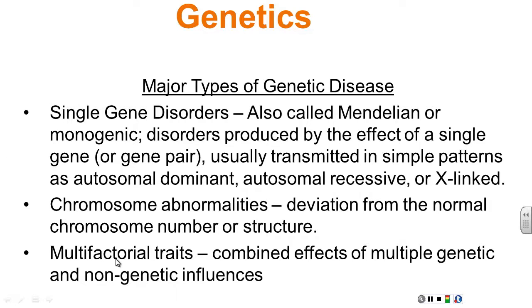And then you have multifactorial traits. And these combine the effect of multiple different genes and also non-genetic influences, environmental influences, for instance. And some of your biggest diseases are multifactorial. Things like heart disease, things like type 2 diabetes. Multifactorial means the environment can also affect it, and there's more than one gene. Cancer is another one.